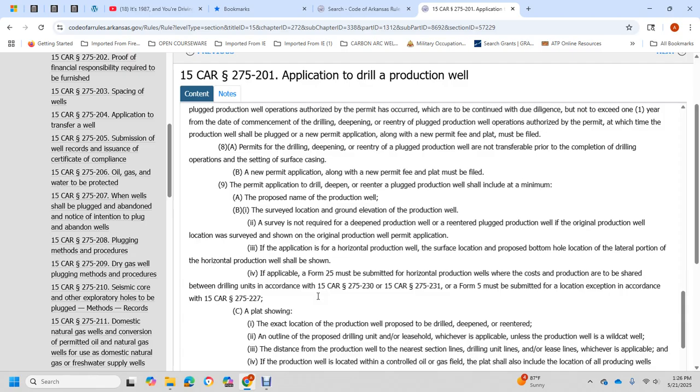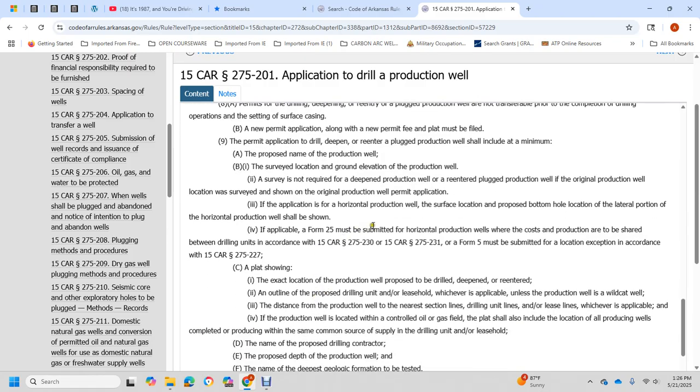for a deepened production well or re-entry of a plugged production well, the original production well survey is to be shown with the original production well permit application. For a horizontal production well, the location of the proposed bottom hole and the location of the lateral portion of the horizontal production well shall be shown, if applicable. Form 25 is submitted with the horizontal production well with the cost of production share, with the well between drilling units according to Title 15 Code of Arkansas Rules 275-230 or 231.